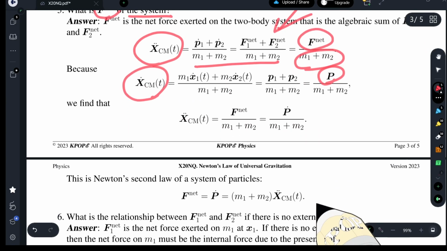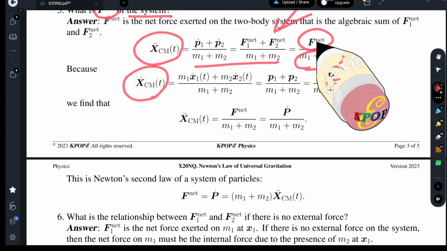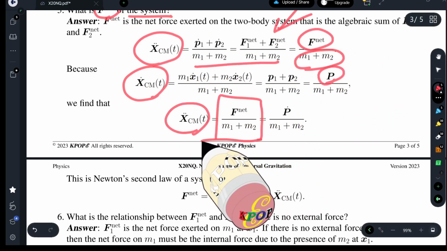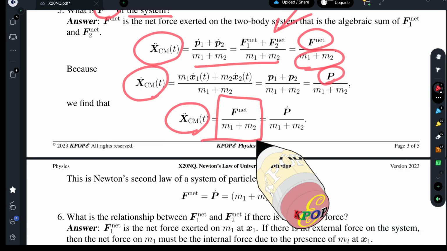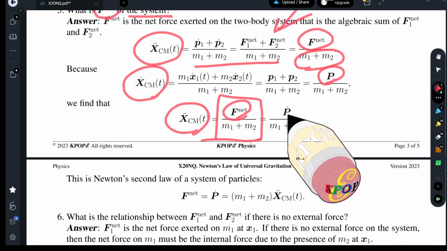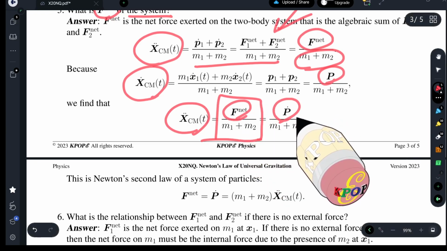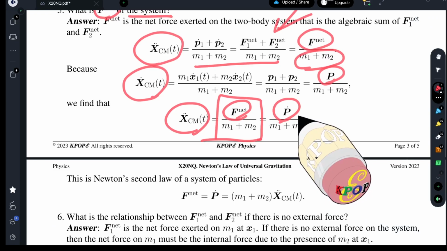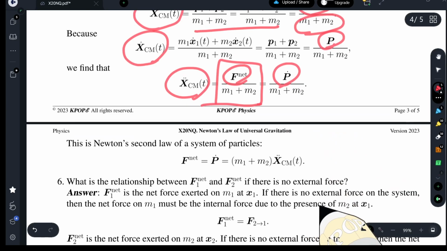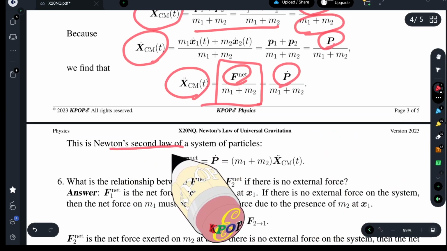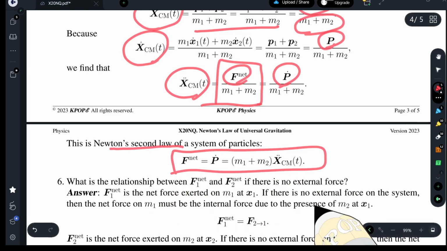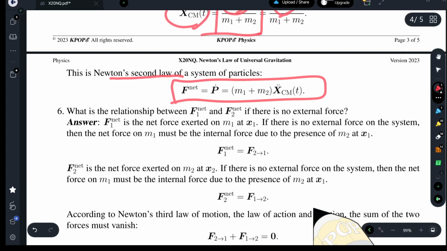If it is not the case, in the most general case, just like what we derived, acceleration can always be expressed as the net force on the system divided by the total mass, and the net force applied to the system is the first order time derivative of the total linear momentum. So this is the second law of motion applied to a system of particles, especially a two-body system. And in fact, it is true for the n-body system.